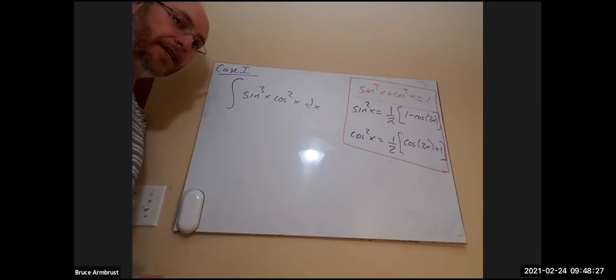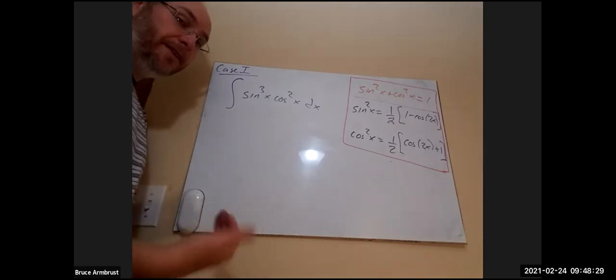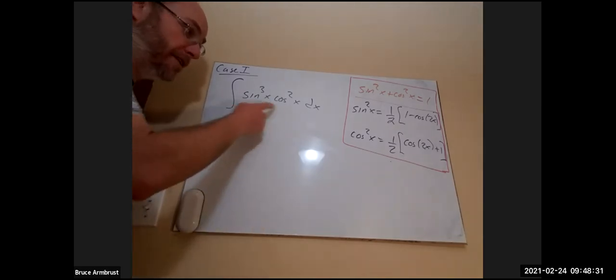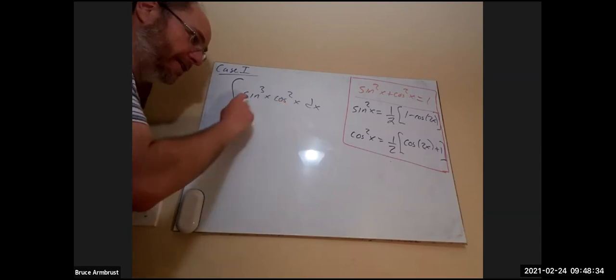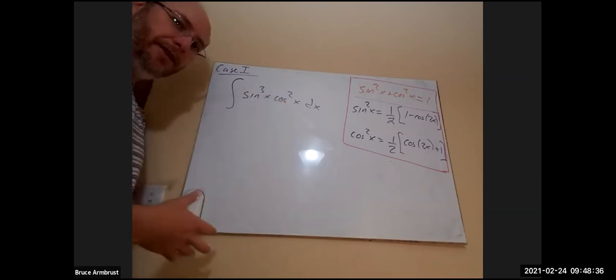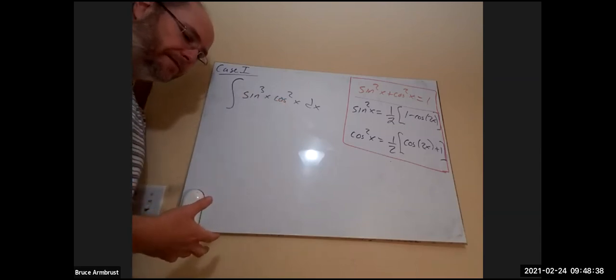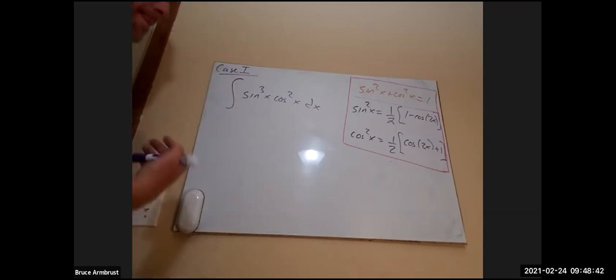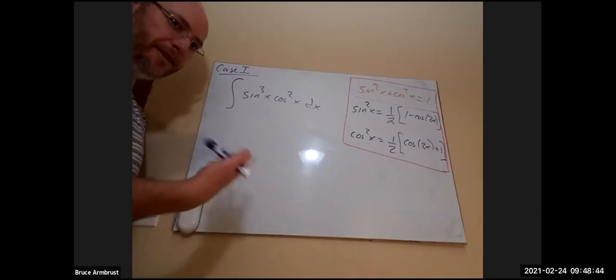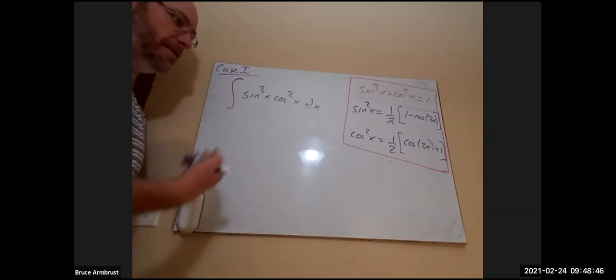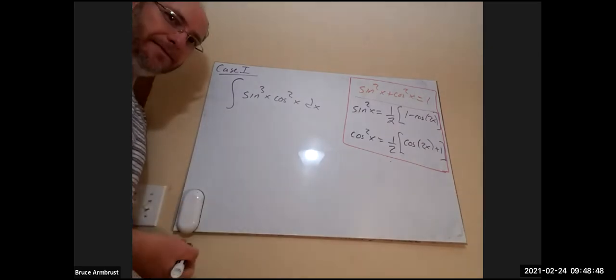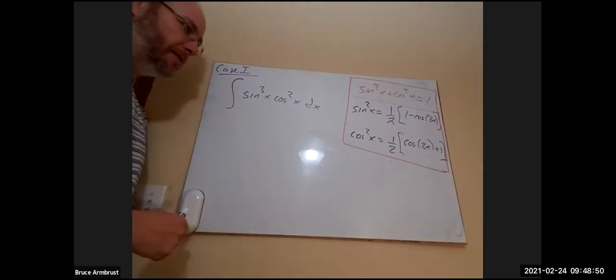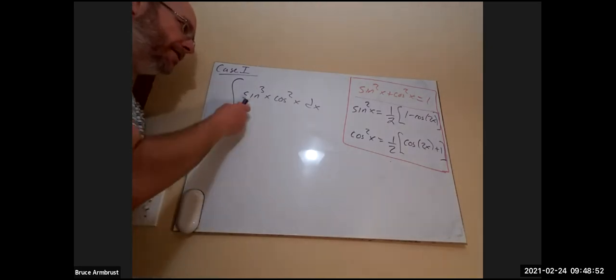And here's what's really nice about that. The derivative of sine is cosine. The derivative of cosine is minus sine. They're related to each other. So here's what we're going to do. Remember how I said this works if one of them is odd? Pick the one that's odd. If they're both odd, you can pick whichever. But pick the one that's odd and do this.